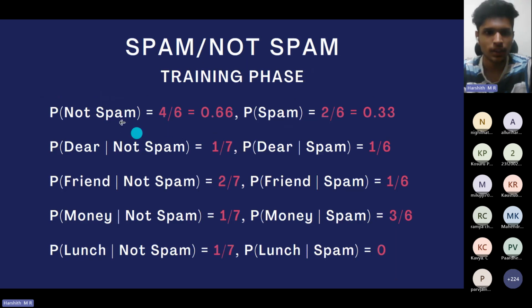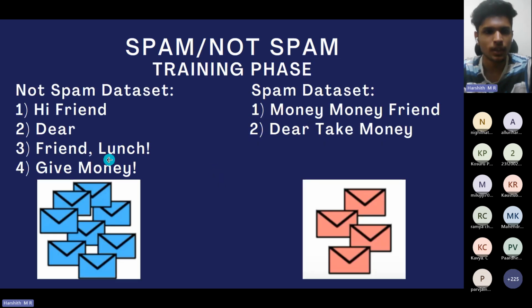Then the next is how do we calculate this probability? The probability of "dear" being present in not spam. We have calculated it to be 1/7. This comes from the dataset.